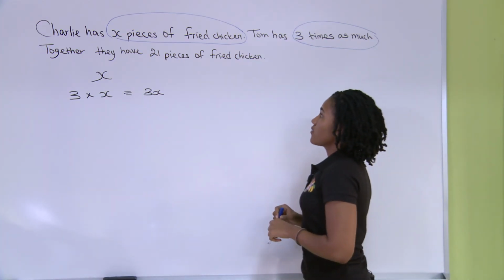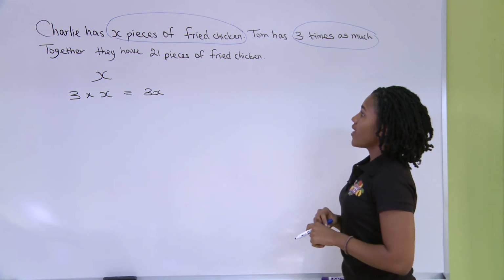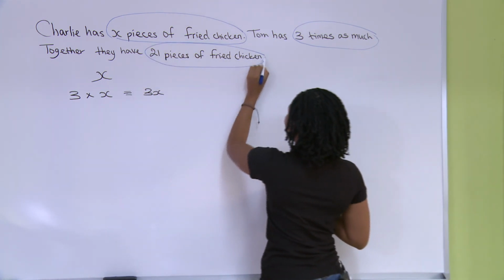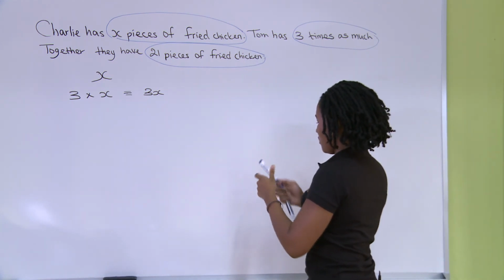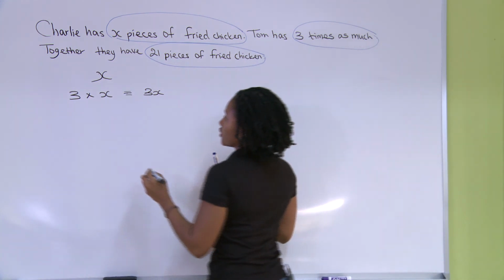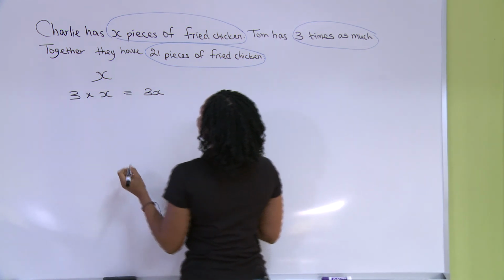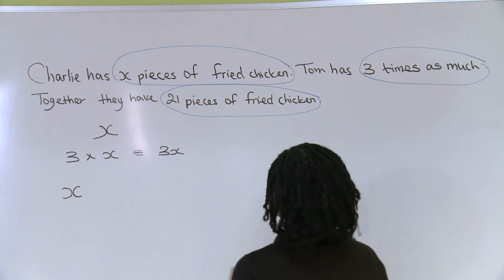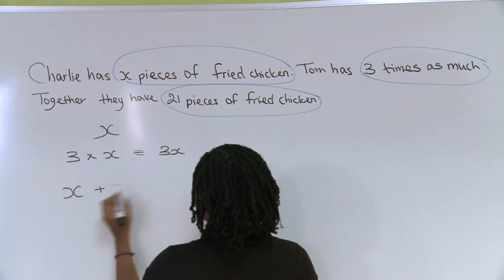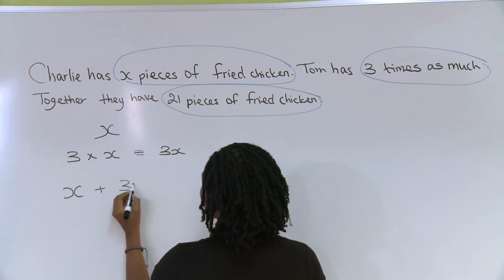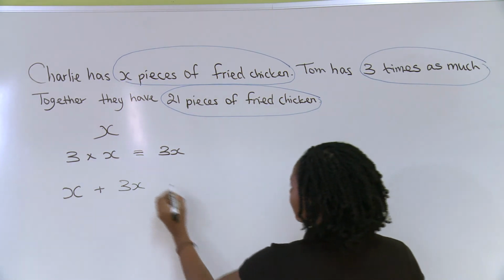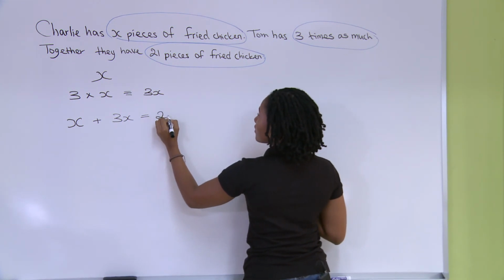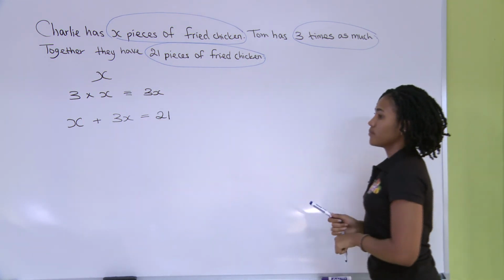And the third part of this scenario states that together they have 21 pieces of fried chicken. So my entire equation would write: Charlie has X pieces of fried chicken. Tom has 3 times as much, and together they have 21 pieces of fried chicken.